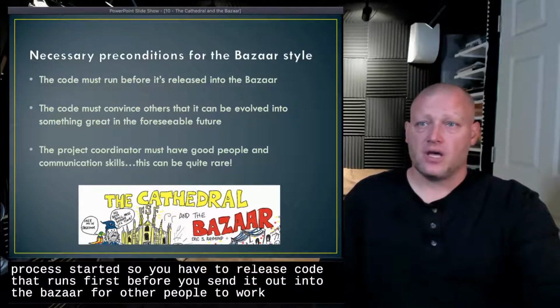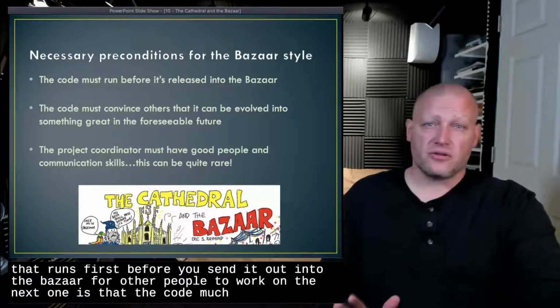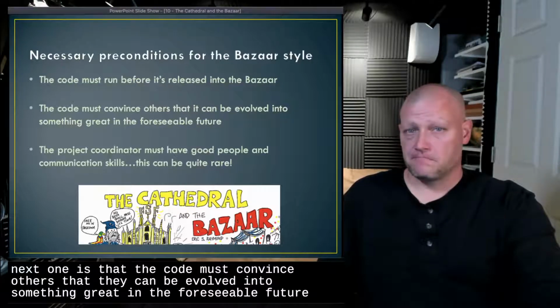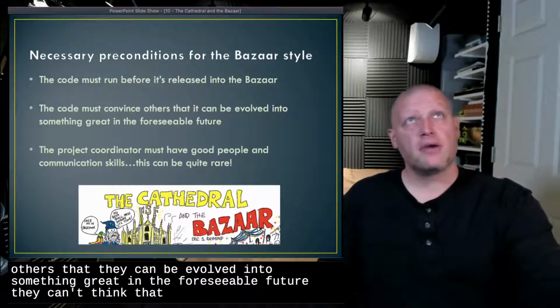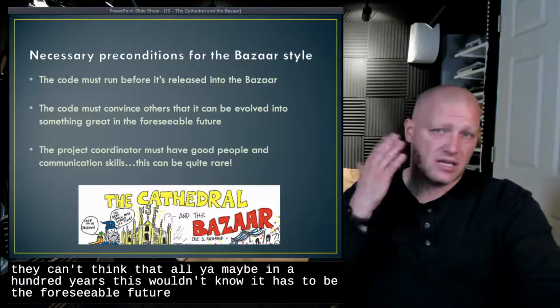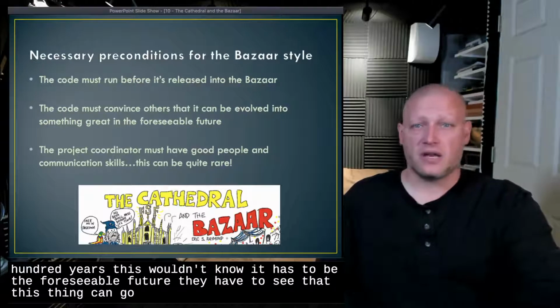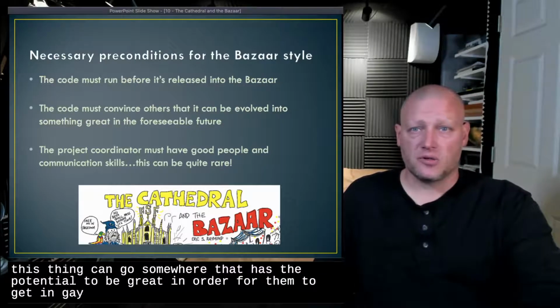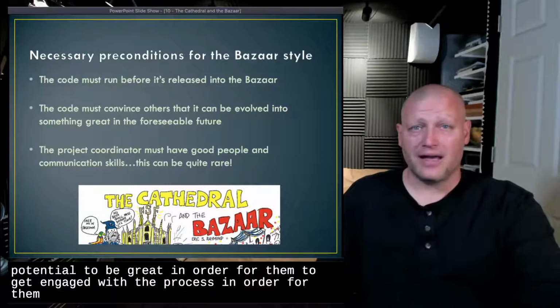The next one is that the code must convince others that it can be evolved into something great in the foreseeable future. They can't think that maybe in 100 years this will work; it has to be the foreseeable future. They have to see that this thing can go somewhere, that it has the potential to be great, in order for them to get engaged with the process and have buy-in.